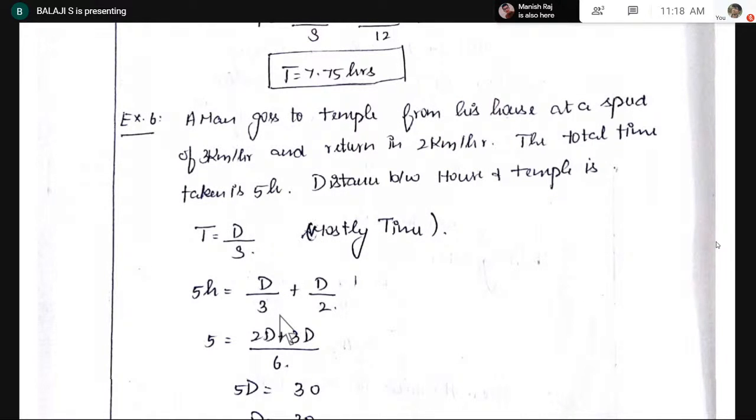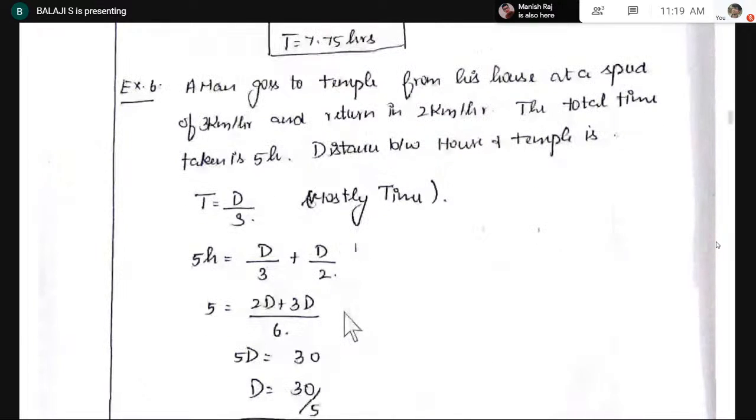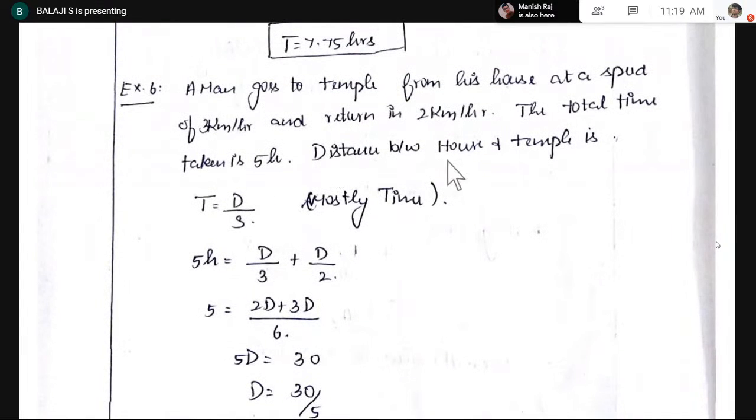And the second distance is from temple to house. The distance from house to temple is x, which means the same distance will be from temple to house, now traveling at 2 km per hour. Now what is the question? It asks the distance between the house and the temple. So we see here, 5, that is the total time, is equal to the first distance, from house to temple, and the second one, temple to house.